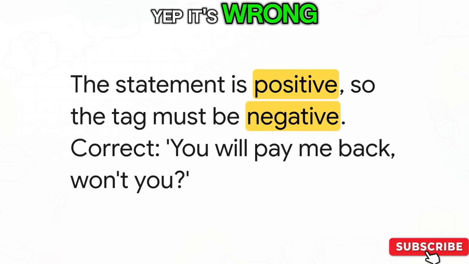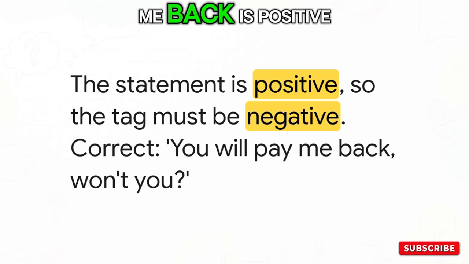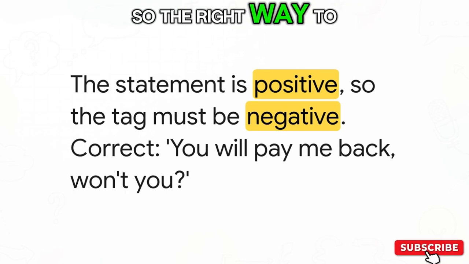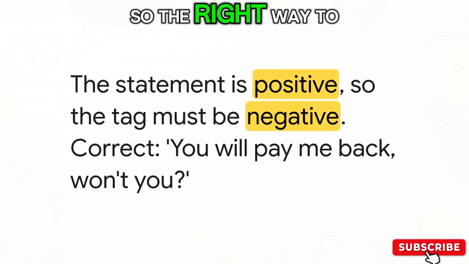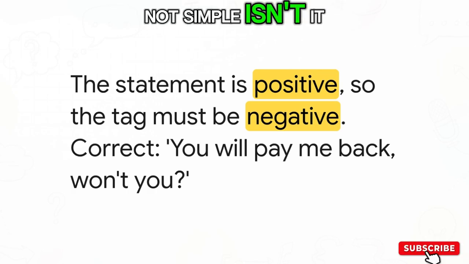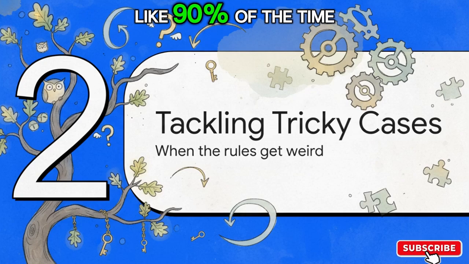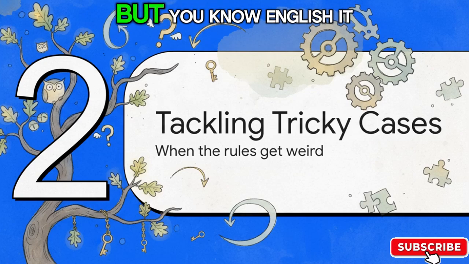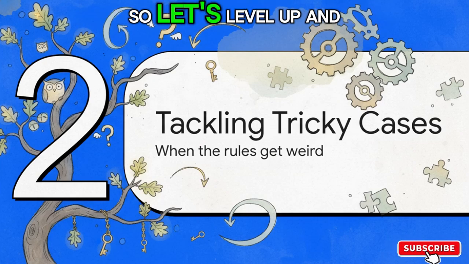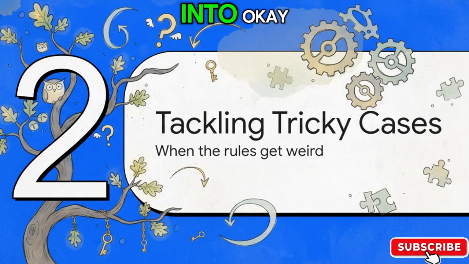Yep, it's wrong. This is a classic polarity rule mistake. The statement, you will pay me back, is positive, which means the tag has to be negative. So the right way to say it is, you will pay me back, won't you? And of course, won't is just short for will not. Simple, isn't it? So those two golden rules will have your back like 90% of the time. But you know English. It loves to have its exceptions, doesn't it? So let's level up and look at a few of the most common tricky cases you're going to run into.